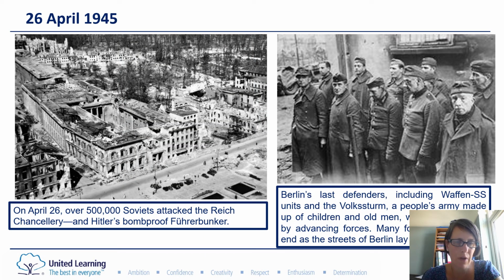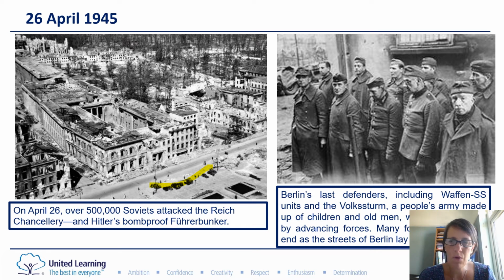So on the 26th of April, this first image on the left-hand side shows the Reich Chancellery building, and the Führer bunker is beneath that, and you can see that that's really been destroyed, and there are tanks here at the front of the building. And then you can see on the right-hand side, I wanted to show you this picture of the kind of people who were defending Berlin at this stage.